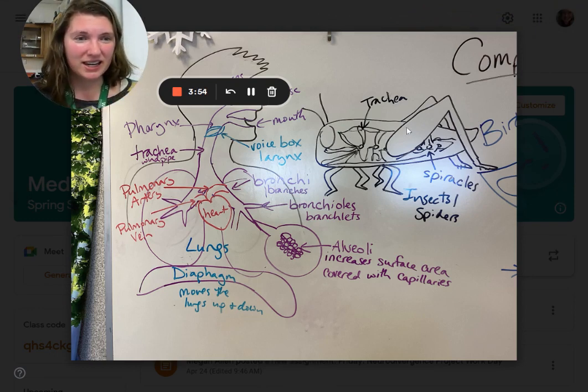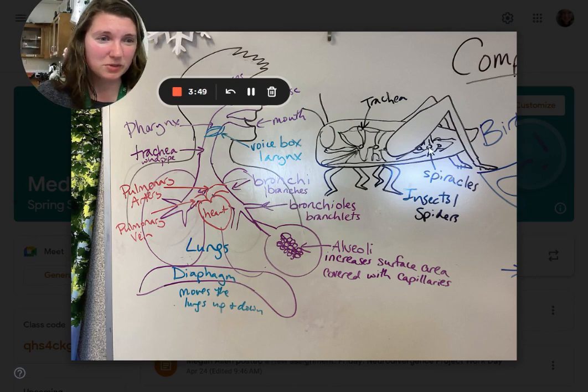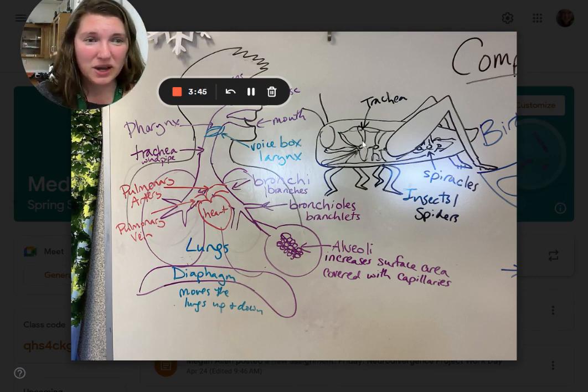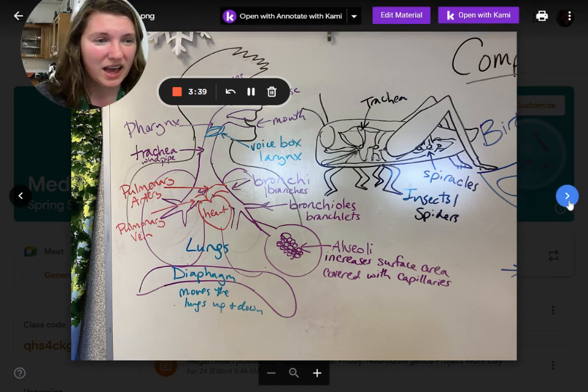In an insect like this grasshopper, we have spiracles, which are like holes in the exoskeleton, and then trachea, which are just kind of like pipes that go all throughout the whole body of that insect. So really different than humans.